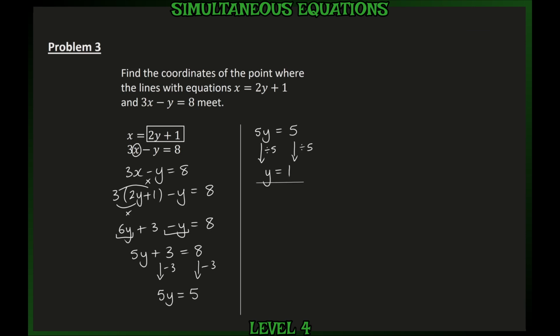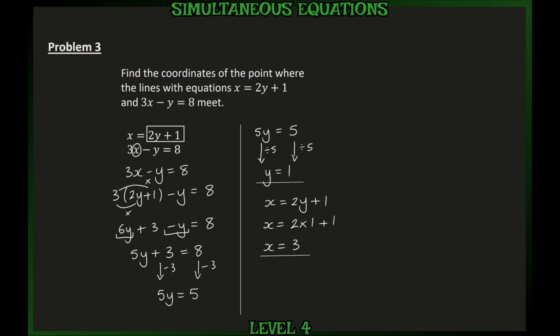To find x, we can now substitute this into the first equation because x is already the subject, and we can replace the y with 1. So x equals 2y plus 1 becomes x equals 2 times 1 plus 1, and since 2 times 1 plus 1 is 3, we've got x is equal to 3.